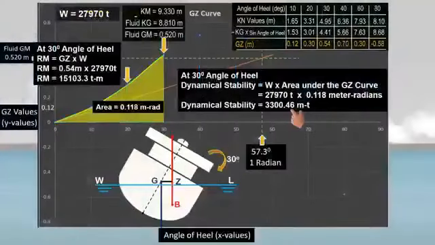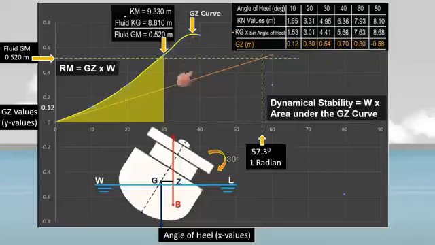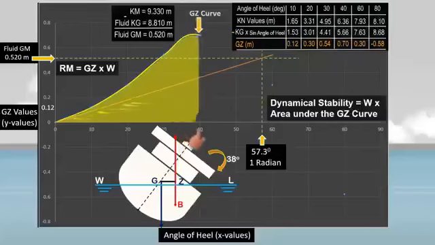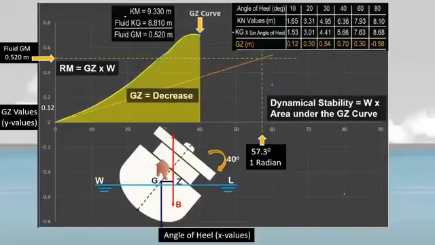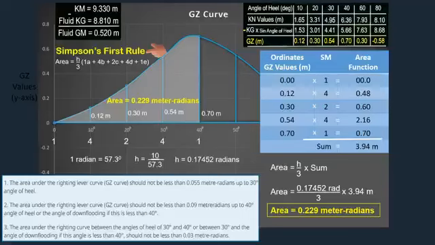Now going back to our scenario, at approximately 38 degrees angle of heel, the ship's righting lever reaches its maximum, and the area under the curve also increases. As the ship continues to heel to a 40-degree angle of heel, her righting lever starts to decrease, but the area under the GZ curve continues to increase. If you want to calculate the dynamical stability, the area under the GZ curve up to 40 degrees angle of heel is 0.229 meter radians, using Simpson's first rule.